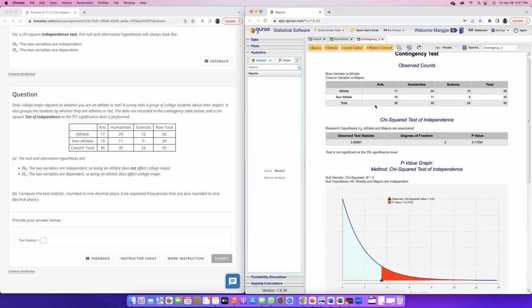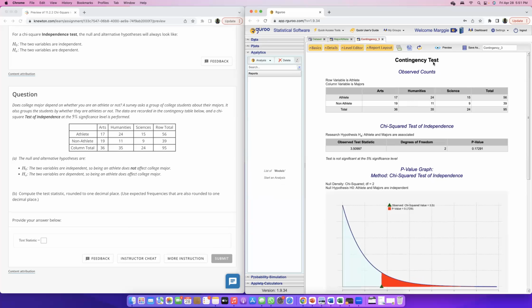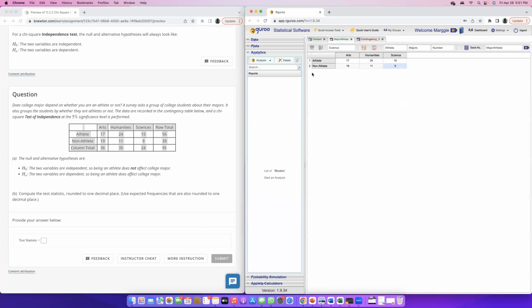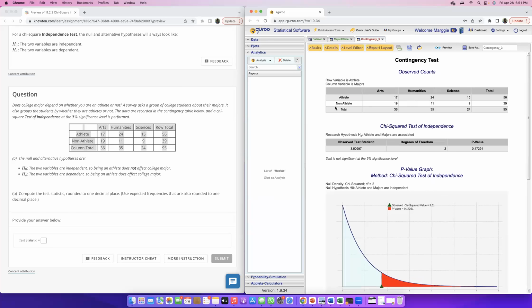When we do this analysis, the contingency test, the table is going to add the columns and add the rows. And now you see that this whole thing that I have in here is the same thing that Newton gave me. But when you create the data set, you don't need to add the totals, just the counts for your rows and columns. The total is going to be added by RGuroo when you conduct the test.